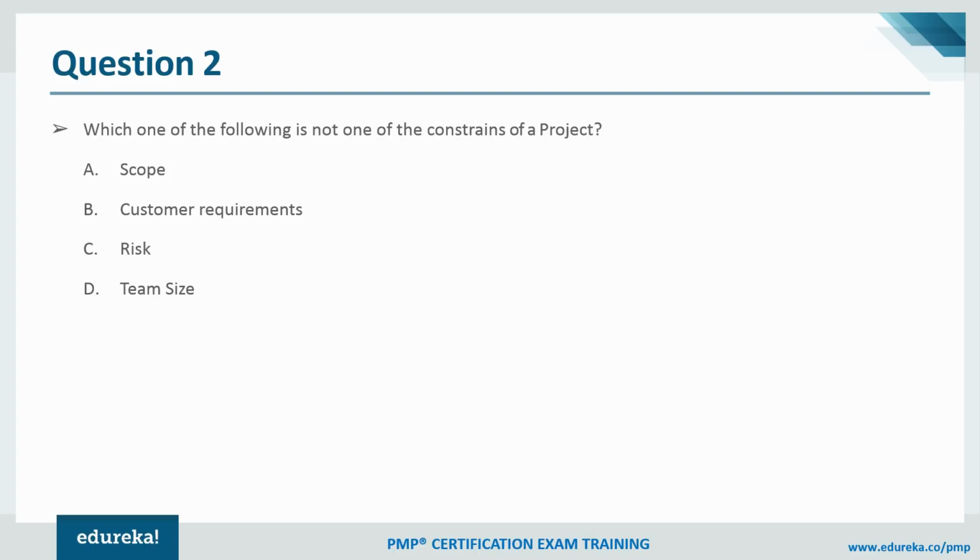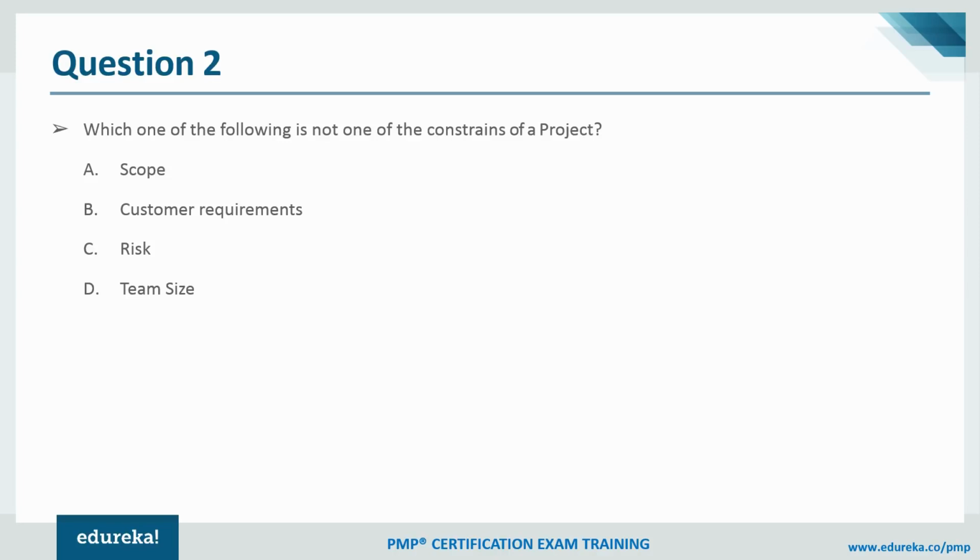Scope, is it a constraint? Yes, it is a clear-cut constraint of the project. You all are right in that. Customer requirements, is it a constraint? Yes, it is definitely a constraint, because customer requirement will give input to your scope. You cannot finalize the scope without collecting the requirement and analyzing the requirement. Okay, so it is a constraint. And risk, yes, definitely risk is a constraint.